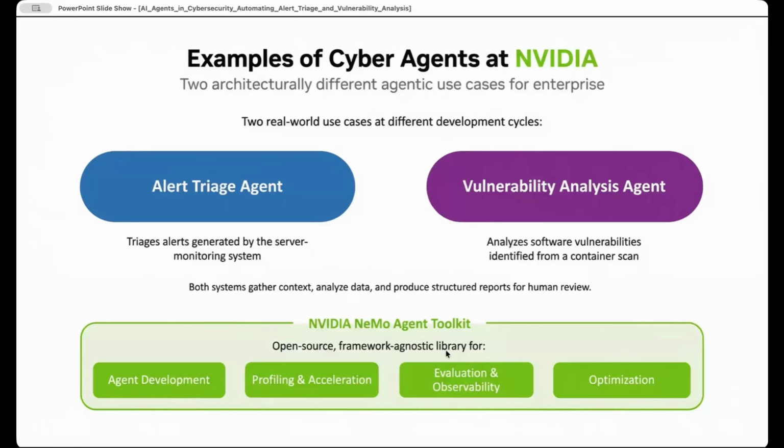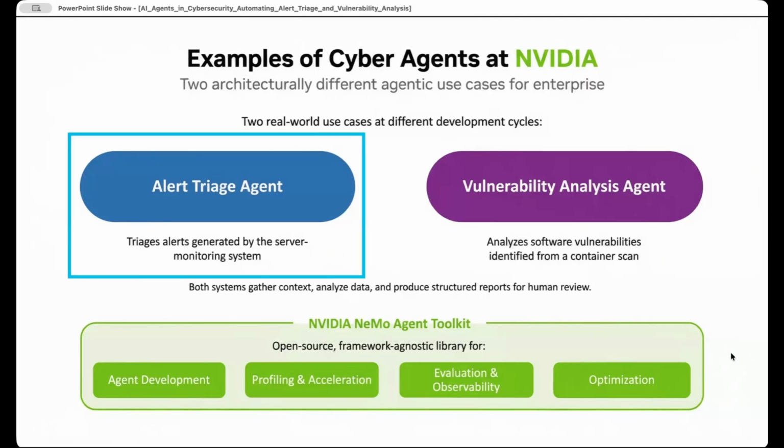But this talk won't focus on this toolkit. I'm also thinking that next year I'm going to focus more on actual delivery with the frameworks and toolkits. So let's first look at the first use case, the alert triage agent.